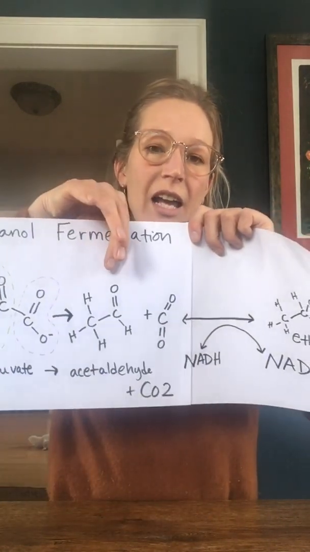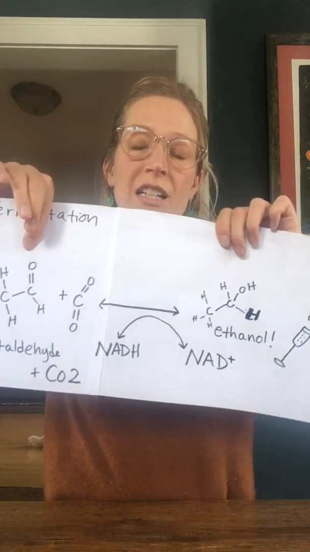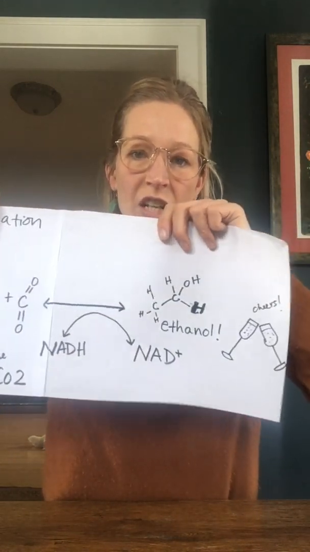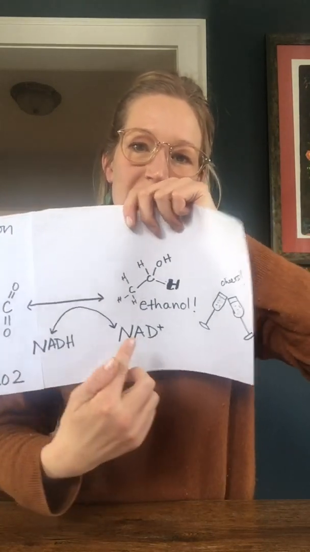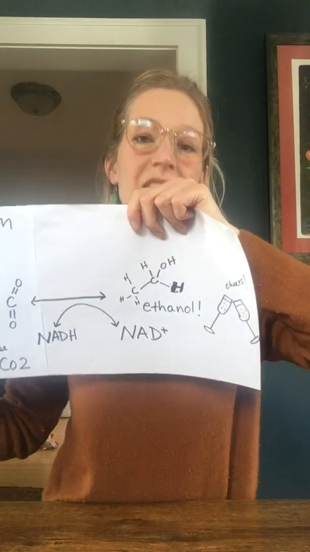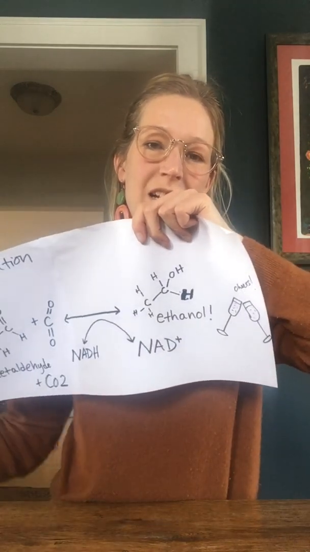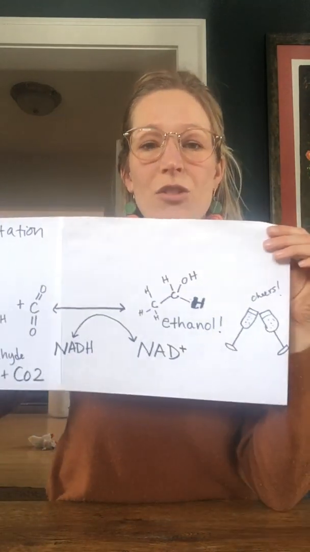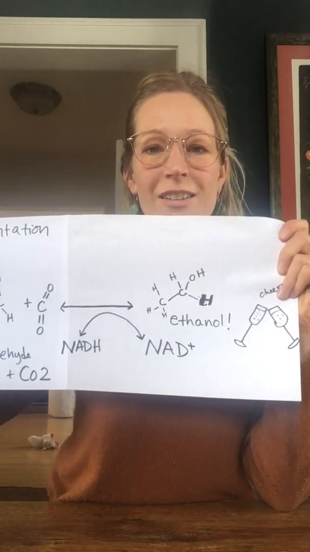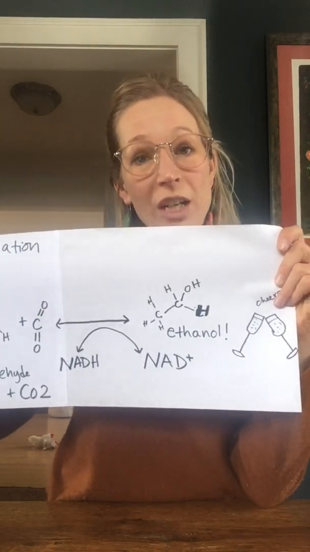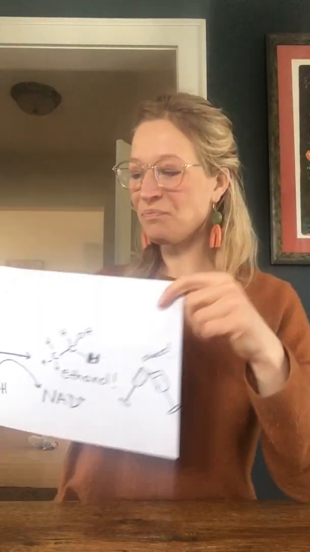And this acetaldehyde is able to accept a hydrogen from the NADH. So the acetaldehyde accepts a hydrogen from the NADH and becomes our friend ethanol and leaves NAD plus behind, which can go back and help yeast do more glycolysis. And then we have the ethanol as a byproduct, and ethanol is the alcohol that we drink. Cheers! So yeast will keep doing this until it either runs out of sugar or actually kills itself from the amount of alcohol that is in the liquid that is being fermented.